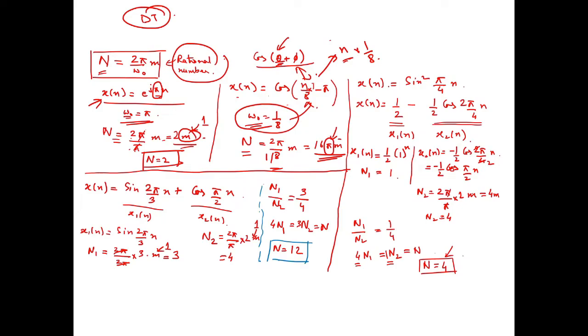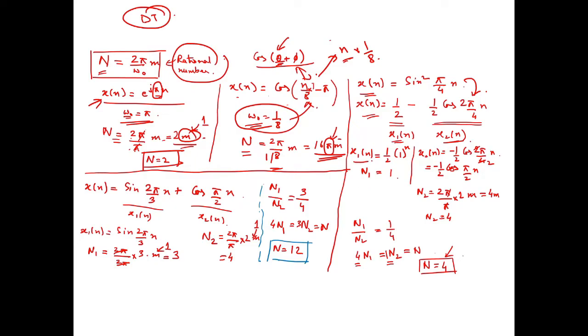Similarly, let us take another example. x[n] equals sine square pi by 4 n. So x[n] equals half minus half cos 2 pi by 4 n. I hope everyone knows how it came, so I'm not going to tell the equation over here. If you see this x[n], it is composed of two components, x1[n] and x2[n]. In such a case, what we have to do is find out the N for each of these.